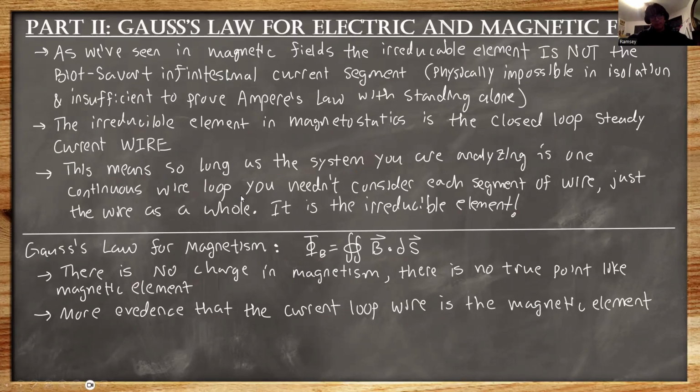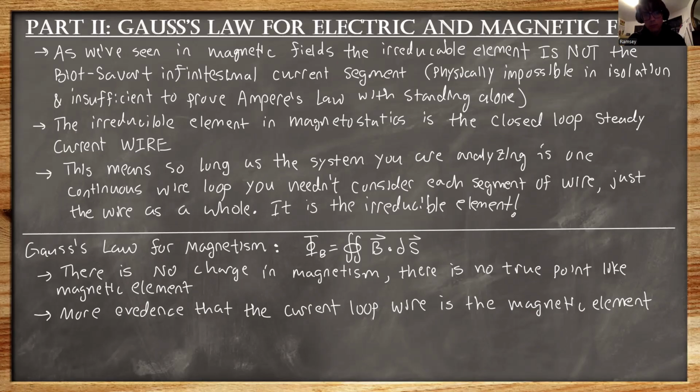All right. So this is the breakthrough. As we've started to see in magnetic fields, the irreducible element is not the Biot-Savart infinitesimal current segment. Firstly, we talked about it in part 1. You can't just have a tiny little current segment floating in space by itself. Where's the current coming from? Where's the current going? It's physically impossible in isolation.